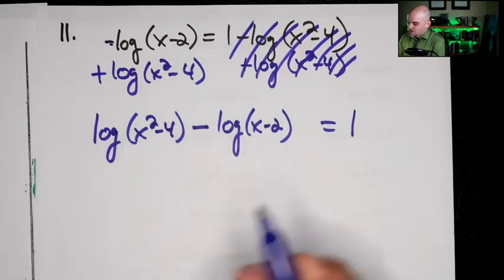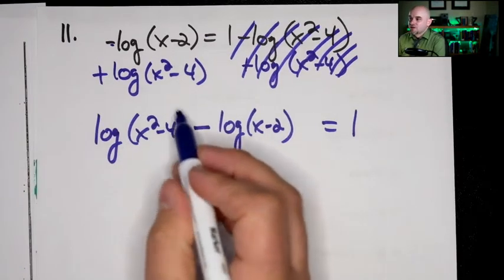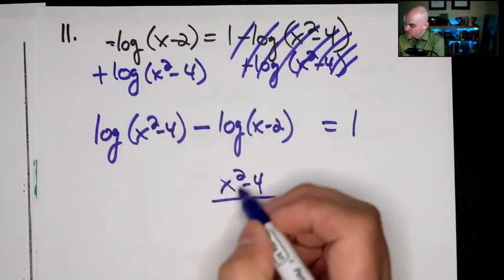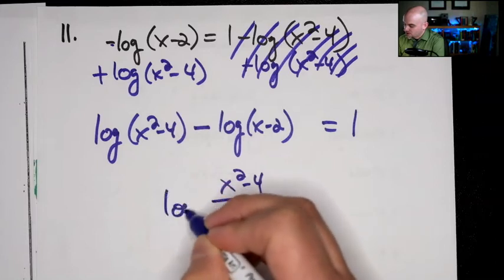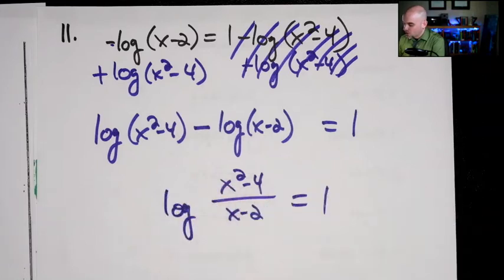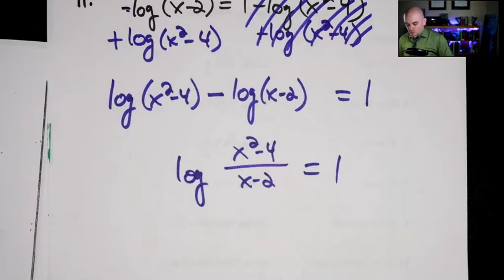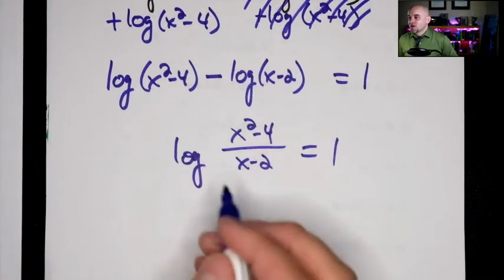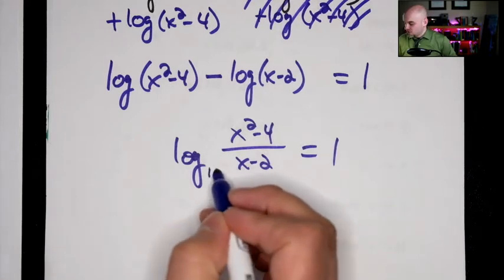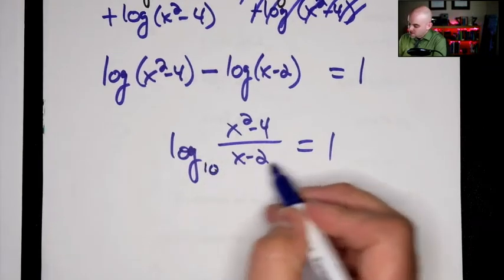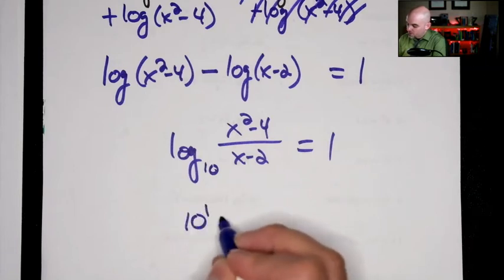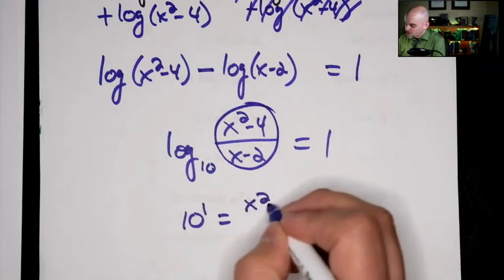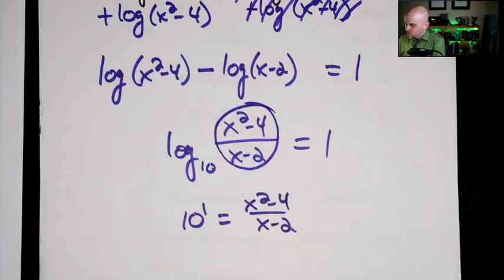I've got the same base, base 10. I'm going to take the first one listed here, x squared minus 4, and put it over x minus 2, and I'm taking the log of that. That equals 1. Now we're at a point where we can put this in exponential form. I know it's log base 10, it's just not written there. So I'm going to say 10 raised to the first power is equal to this mess right here inside the logarithm, x squared minus 4 over x minus 2.